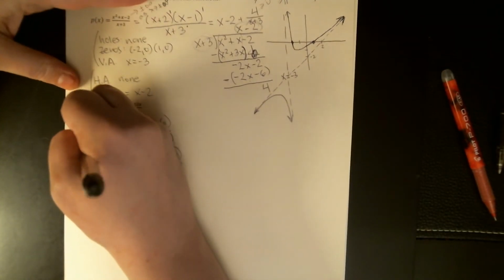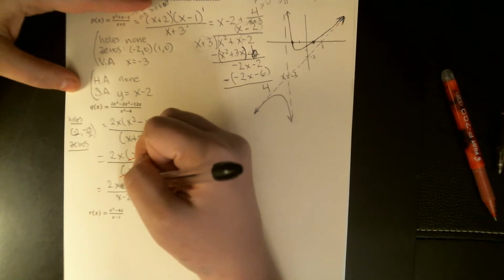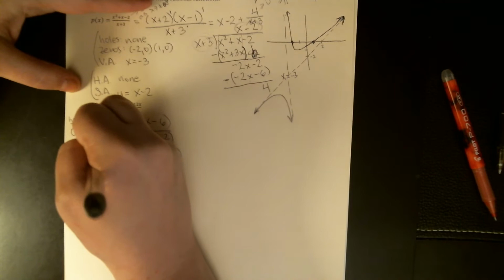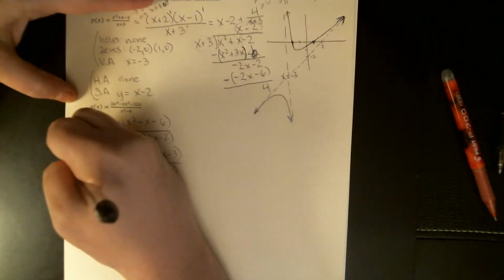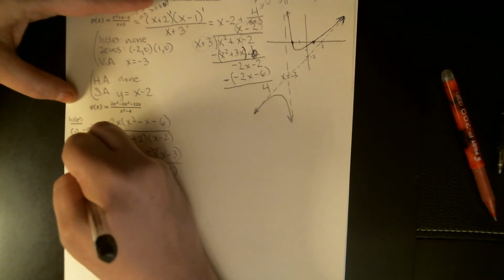Zeros. The top is 0 if x is 0 or 3. So (0, 0) and (3, 0). Vertical asymptote is at x equals 2.